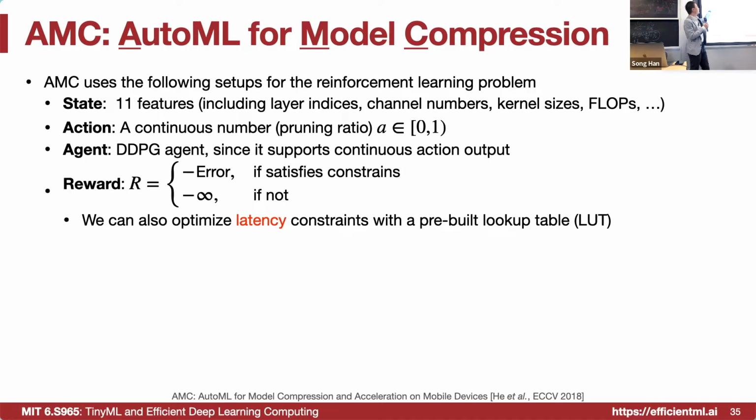And the reward is, if they satisfy your model size constraint, minus the error. Why minus? You want to encourage lower error rates, so a lower error rate will give you a higher reward. Or if it doesn't satisfy your constraint, say you have a 1 megabyte limit on model size, but after pruning it's still 2 megabytes, then the reward is negative infinity. We can also optimize for latency with a pre-built latency lookup table.